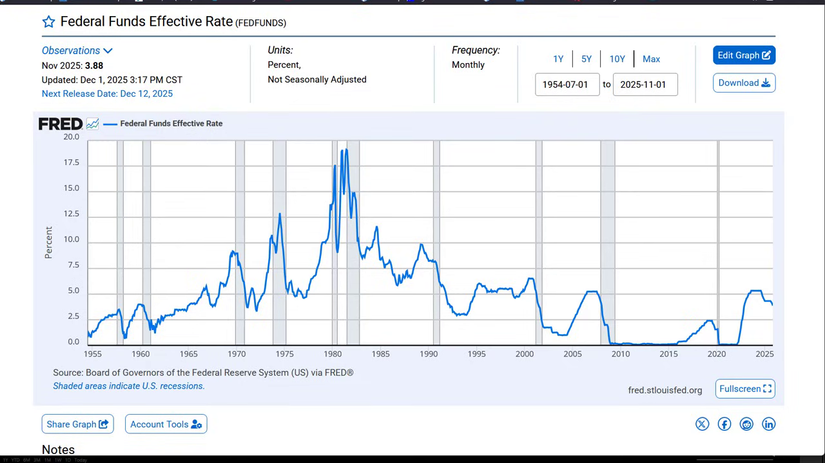These are not timing indicators. We use the 60-minute chart or the daily or even the weekly charts to tell us when to get long, when to get short. But this will tell me where things are going in not just the coming days, coming weeks, but more so the coming years. And this is the federal funds rate chart I've shared with you many times before.